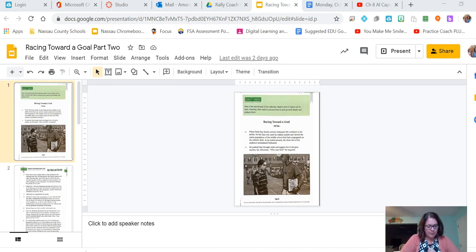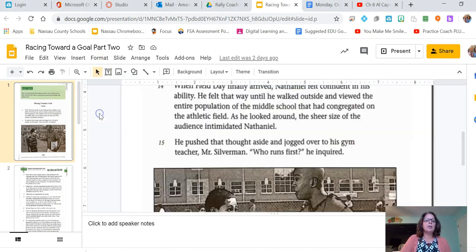To refresh your memory, you have Nathaniel who decided that he's going to be a runner. And even though there's no track team in his grade level at his school, he's determined to practice running. He buys a book and reads a book about how to run, and he doesn't give up. So now it is part two. You should have opened your assignment, and you should have your tab at the top that says Racing Towards a Goal, part two. So I'm going to read. You follow along.